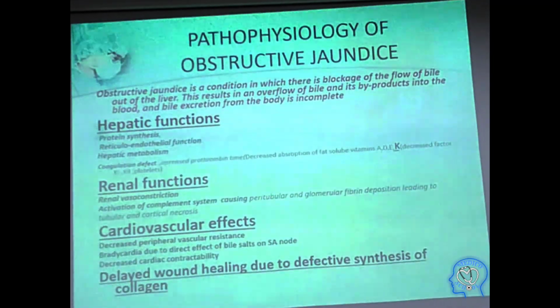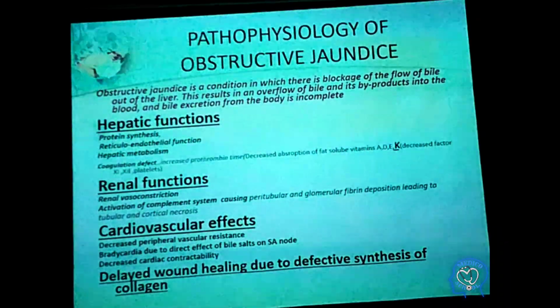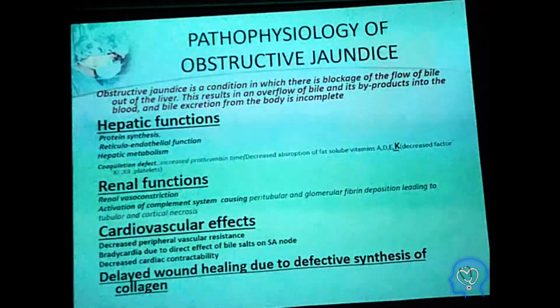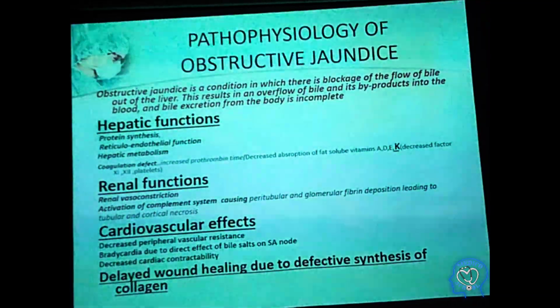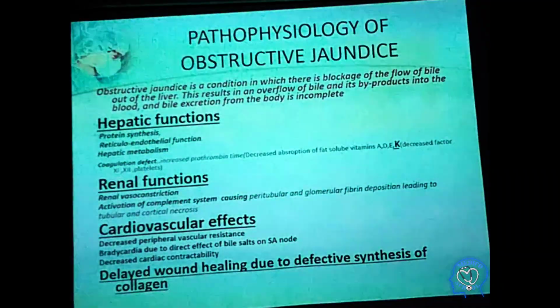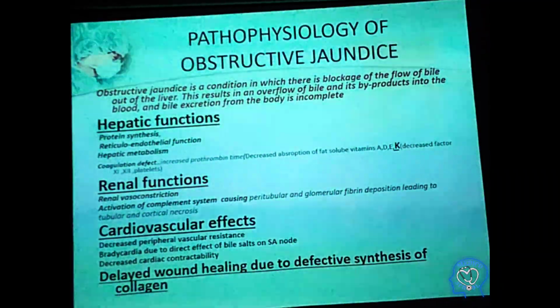So, obstructive jaundice is a condition in which there is blockage of the flow of bile out of the liver. This results in overflow of bile and its byproduct into the blood, and excretion from the body is incomplete. It can cause hepatic derangement, renal derangement, and it can also cause cardiovascular effects and delayed wound healing due to defective synthesis of collagen.